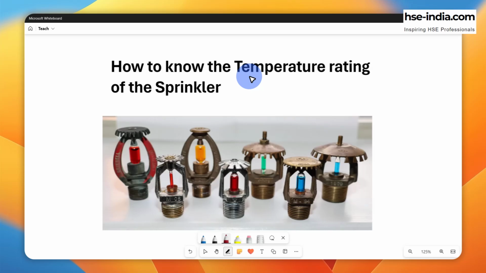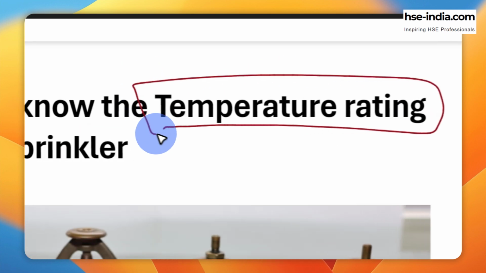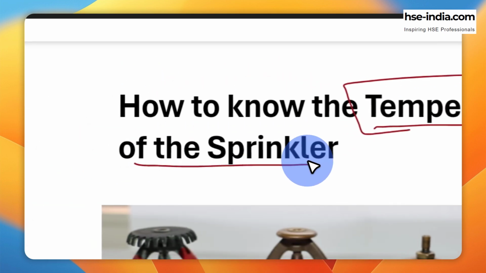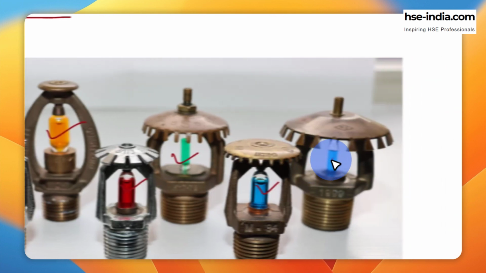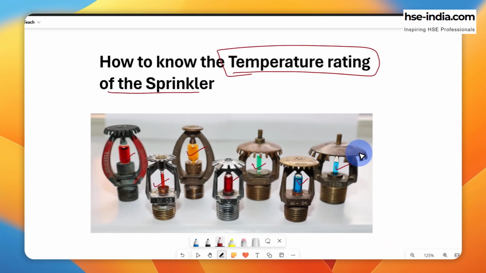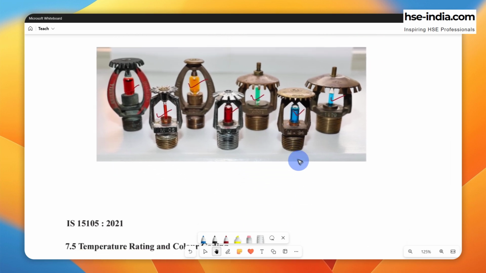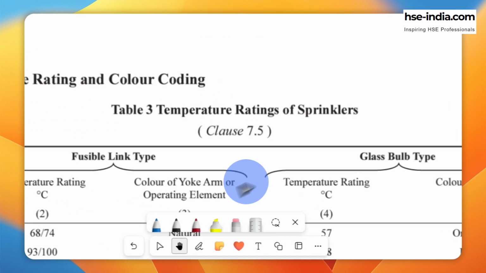So in this class, we are going to learn about how to know the temperature rating of the sprinkler system. What do we need to know? The temperature rating of the sprinkler. There are different colors, and from these colors, we can know what the temperature rating of this particular sprinkler head is. So let's come back to here.